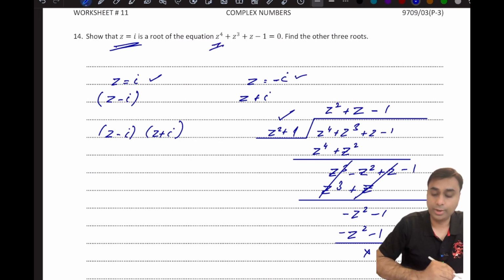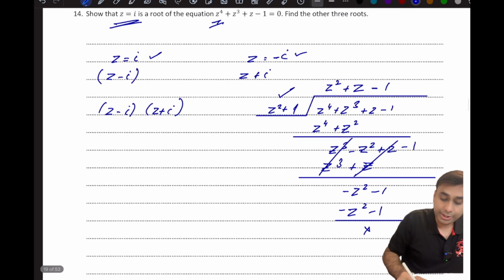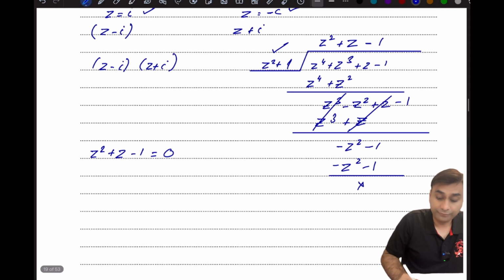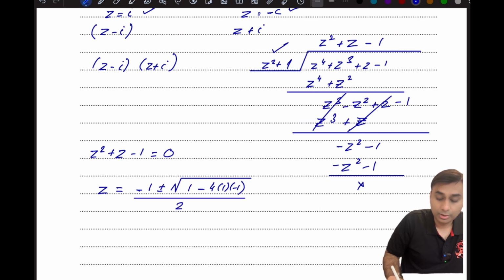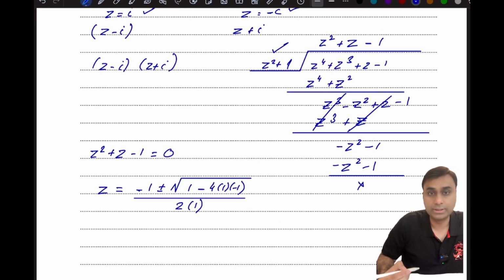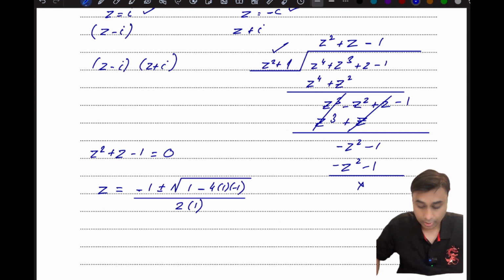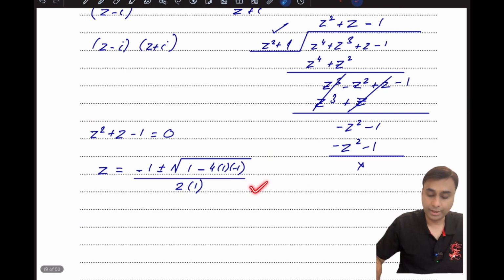This is a 4th degree equation. I was expecting 4 roots, so the remaining 2 roots are represented by the equation z square plus z minus 1 equals 0. And I can find these roots by applying the quadratic formula, minus b plus minus under root b square minus 4ac, divided by 2a. Now it depends. In this particular situation, I'm getting a root with a plus sign, so that means the remaining roots are going to be real. But if there was an under root with a negative sign, that means all four roots of the equation would have been unreal.